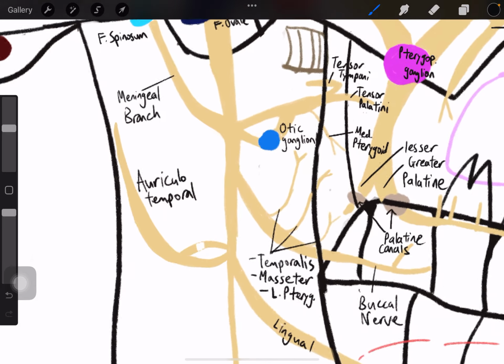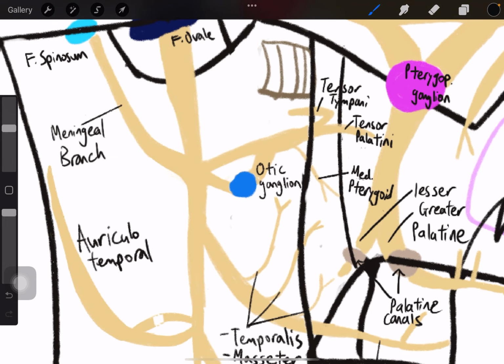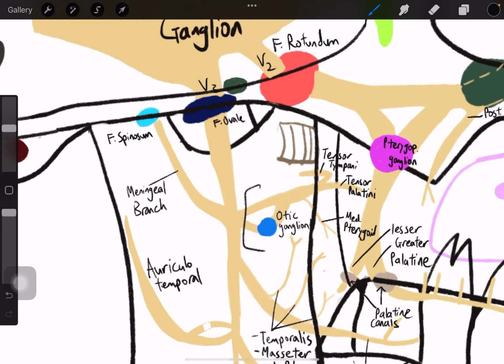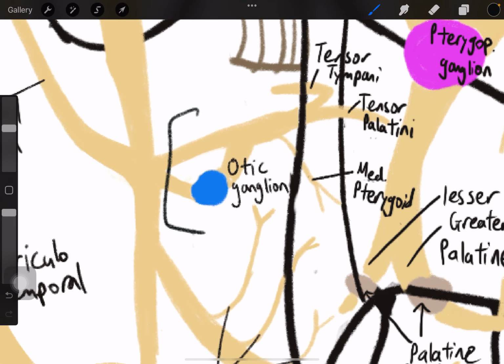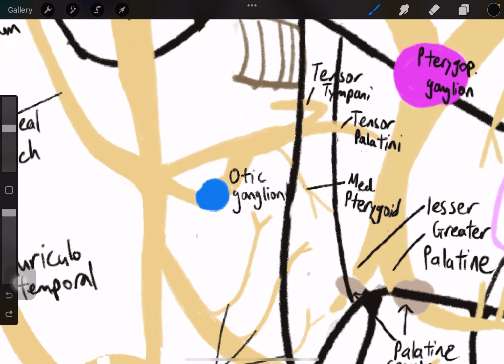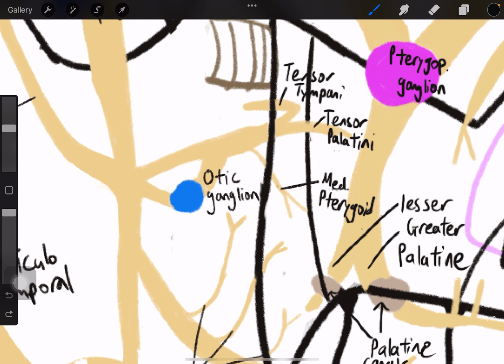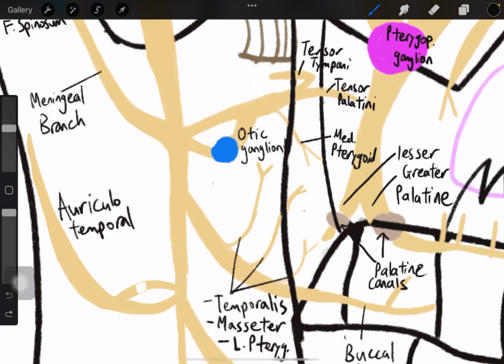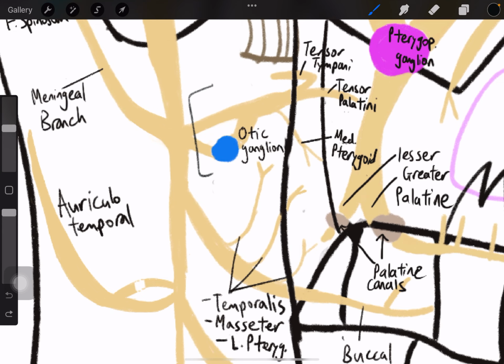For the rest of the branches, how I like to divide it is that the first division of the mandibular nerve contains the otic ganglion, very important stuff. A lot of nerves, both somatic and parasympathetic, synapse here. Then the rest of the branches are all miscellaneous branches. The first division here will contain the branches for both tensors. So you remember that cranial nerve 5 likes to innervate muscles that have the word tensor in it. So tensor tympani and tensor veli palatini.